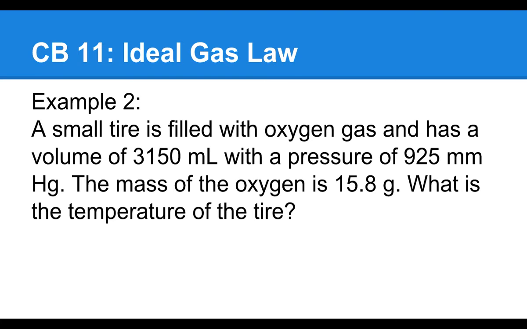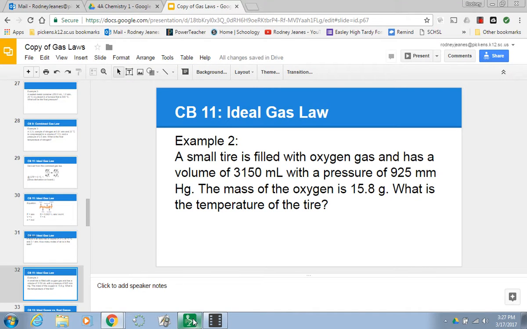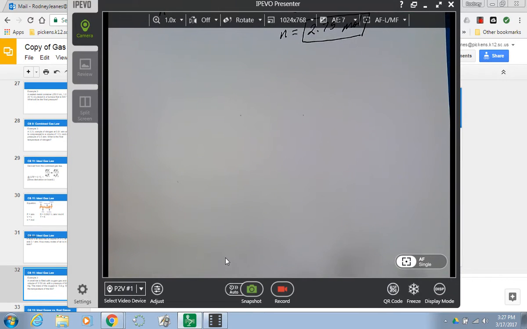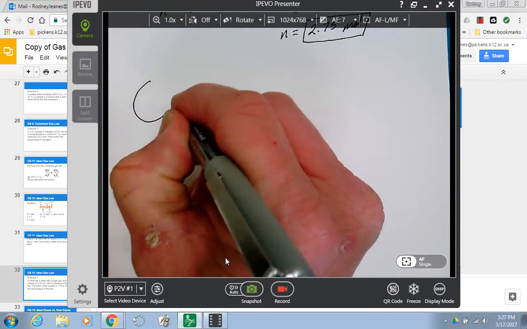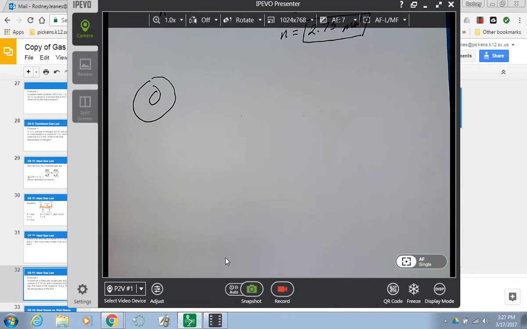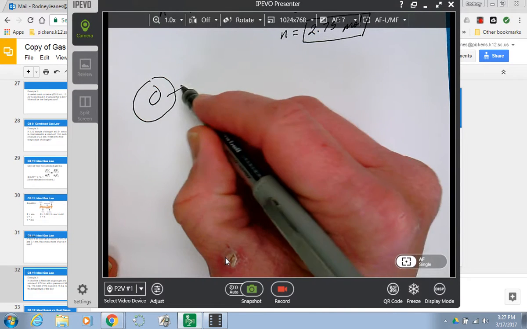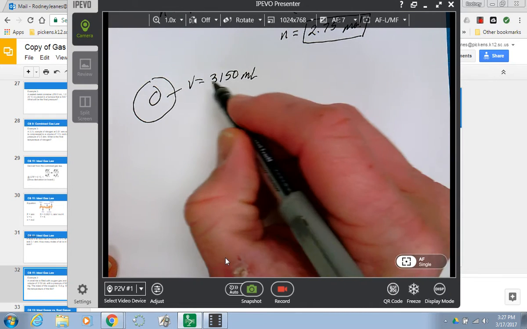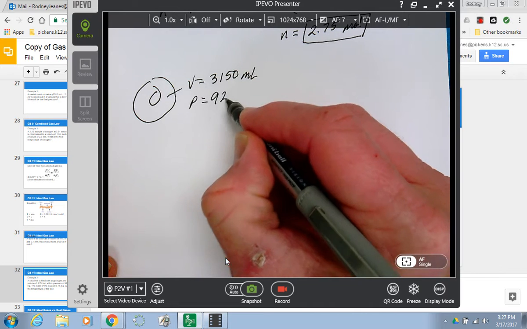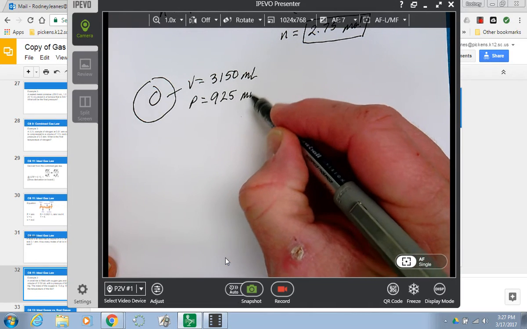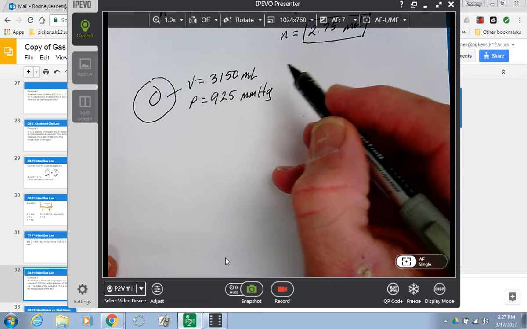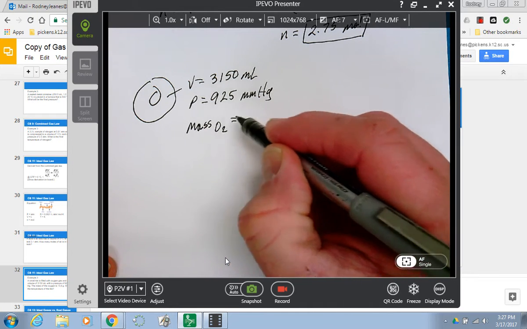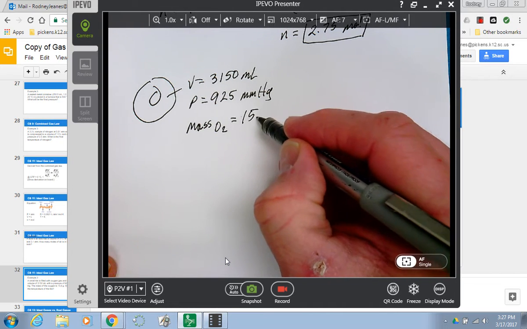All right, so kind of got a little bit of an odd situation here. I don't know why you fill a tire up with just completely oxygen, but it works because we've got to do a couple things here. So here's our tire. We got a little small tire. And what do we say the conditions were? Well, the volume of this tire is 3,150 milliliters. The pressure of this tire is 925 millimeters of mercury. And then the mass of O2 was 15.8 grams.